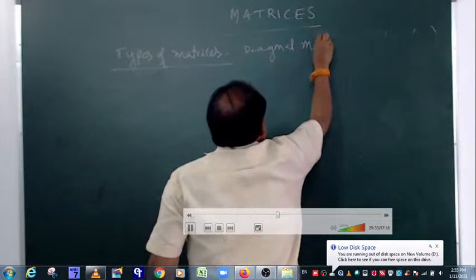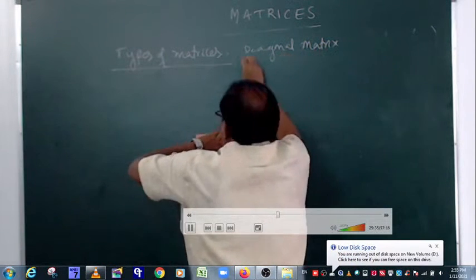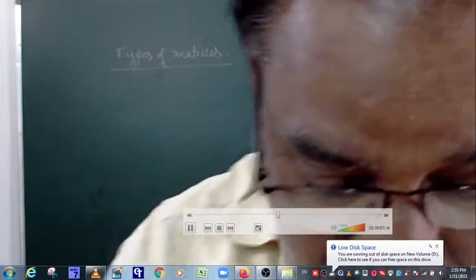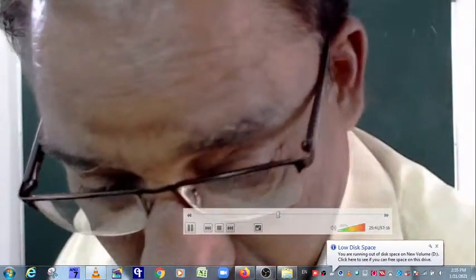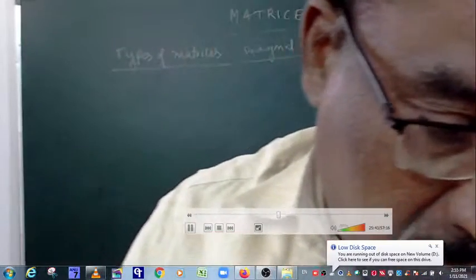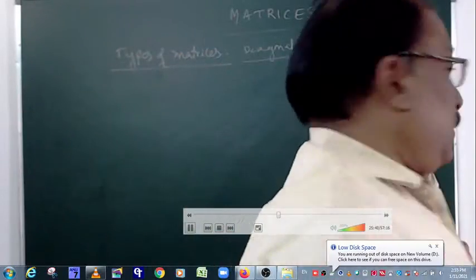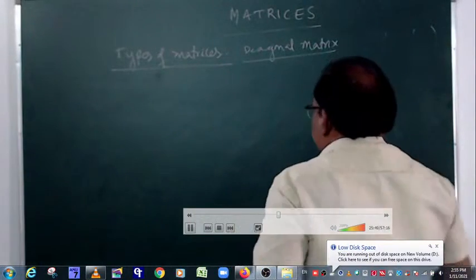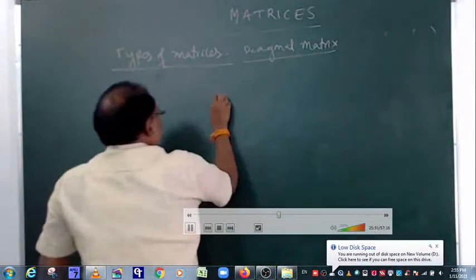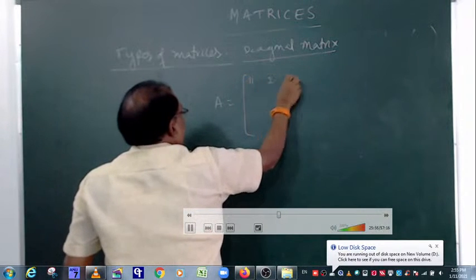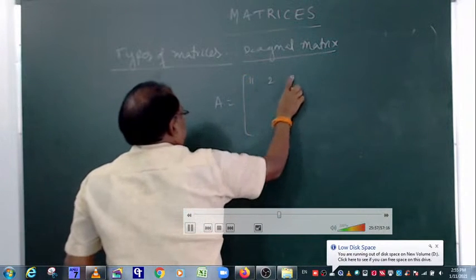Diagonal matrix. Take an example: A is equal to 1 1, 2, 3.